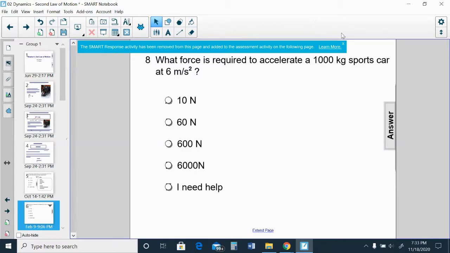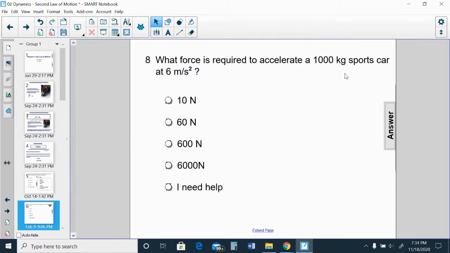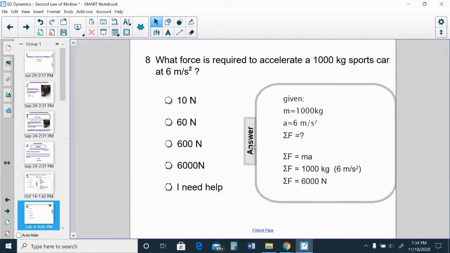What force is required to accelerate a 1,000 kilogram sports car at 6 meters per second squared? The correct answer is 6,000 newtons. So again, you have mass and you have acceleration. So plugging it into Newton's second law equation, F equals ma, it's the mass times acceleration, which you were given, gives you 6,000 newtons.